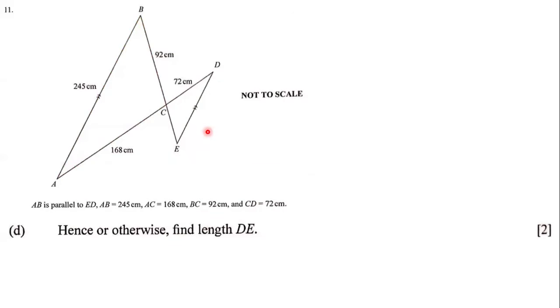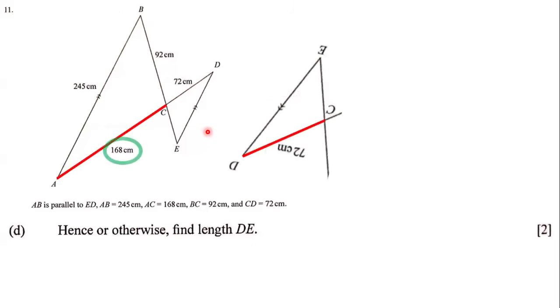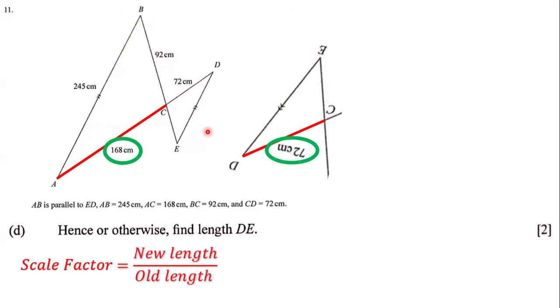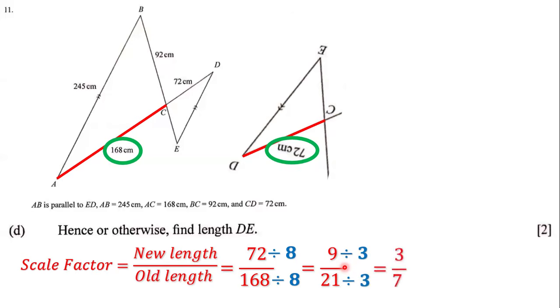The formula for the scale factor is new length divided by old length. In this case, the new length is 72 and the old length is 168. We reduce it. 72 divided by 8 gives us 9, and 168 divided by 8 gives us 21. We can still reduce this fraction, so we divide both top and bottom by 3. So 9 divided by 3 and 21 divided by 3, it's going to be 3 over 7. So the scale factor is 3 over 7.